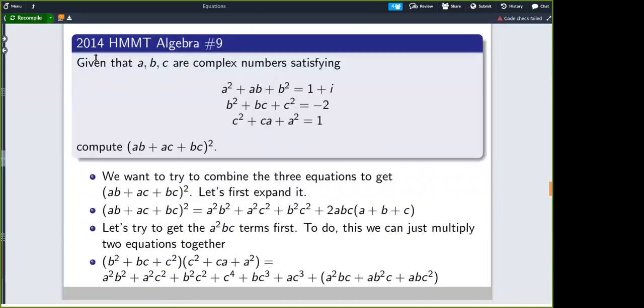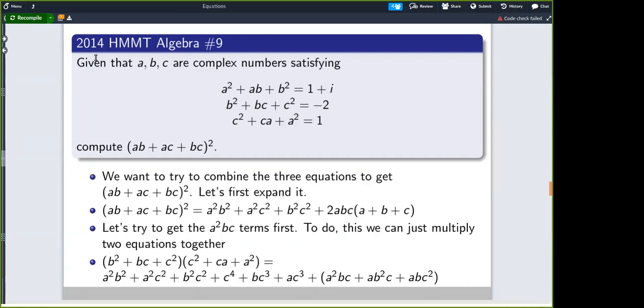Yeah, so this is what we get. And hooray, so we got an a squared bc term. We also got an ab squared c and an abc squared. But it looks like we also get a ton of unwanted terms, such as c to the fourth, bc cubed, and ac cubed. So we don't want these terms.